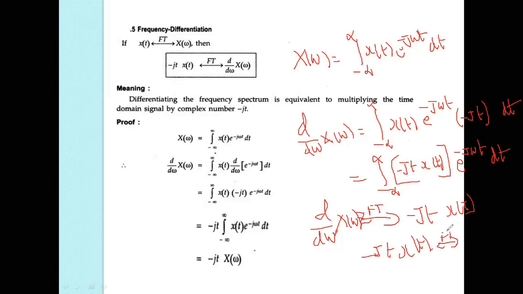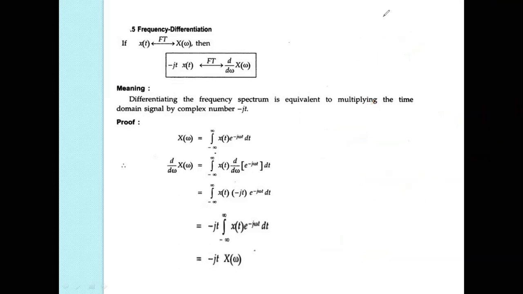So minus j t into x of t is a Fourier transformation pair of d by d omega of x of omega. This is the frequency differentiation property, which is not there in the Fourier series. Okay, my dear students.